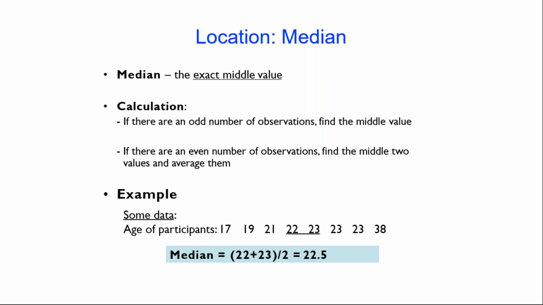Next is median. Median is exactly the center value. So how do we do that? Basically, when you're given a data set, you arrange the values in ascending order, then find the middle value. If there is an odd number of observations, you can find the middle. If there is an even number of observations, you find the middle two values and average them out. So this is going to help you find the median.